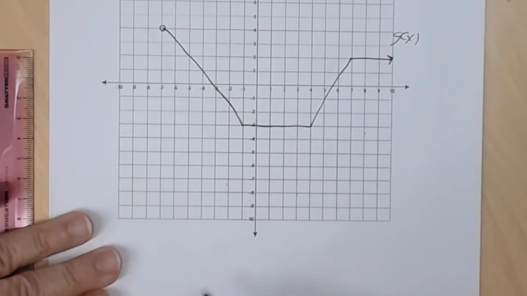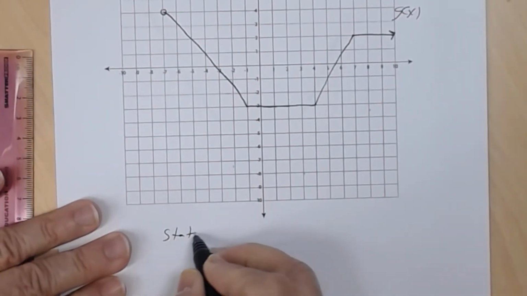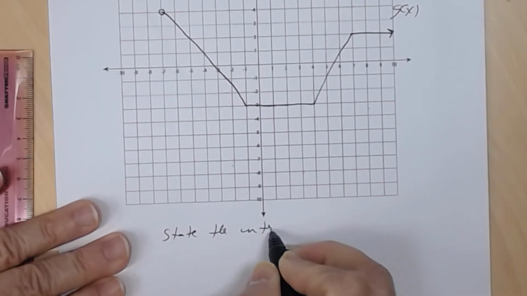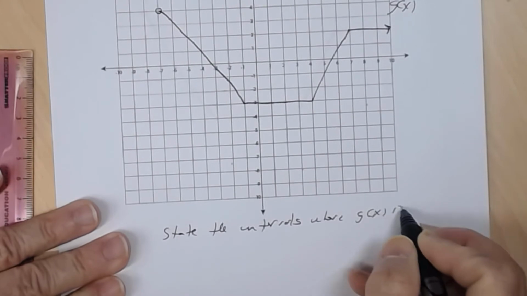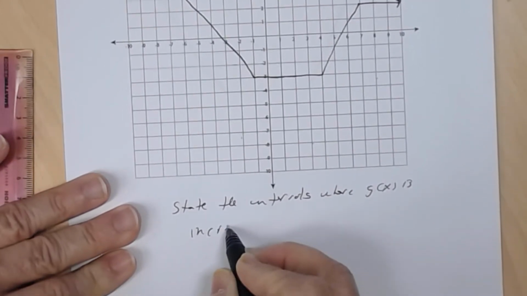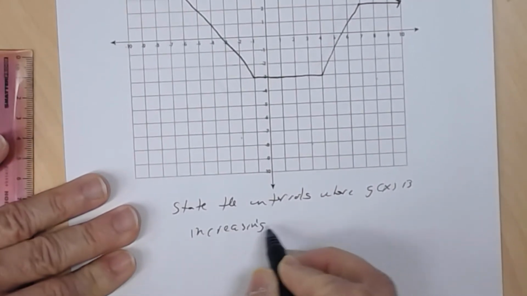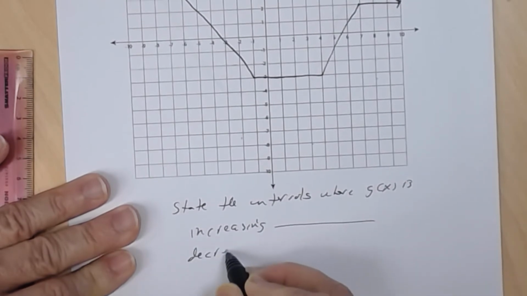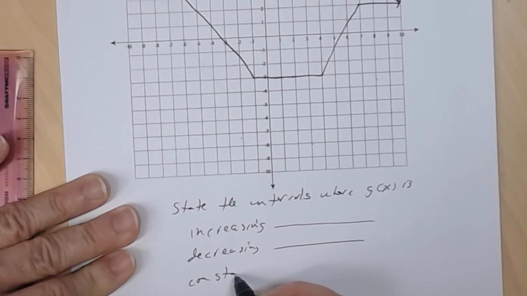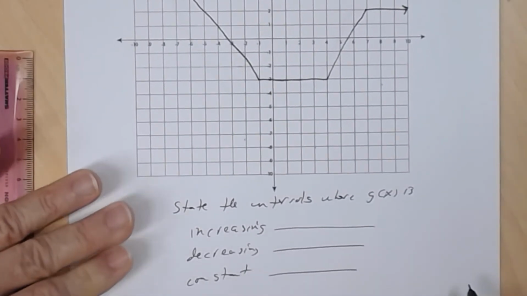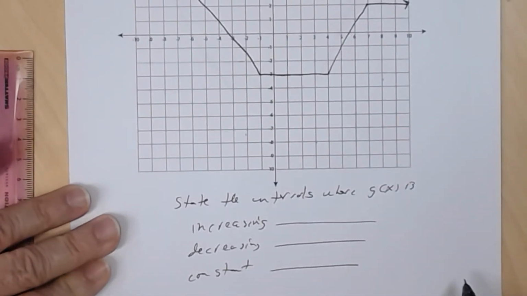All right, now the question is this. State the intervals where g of x is increasing, decreasing, constant. Okay? State the intervals where g of x is increasing, decreasing, constant.